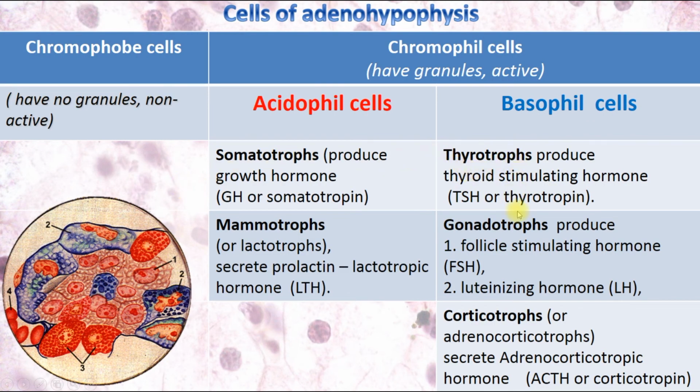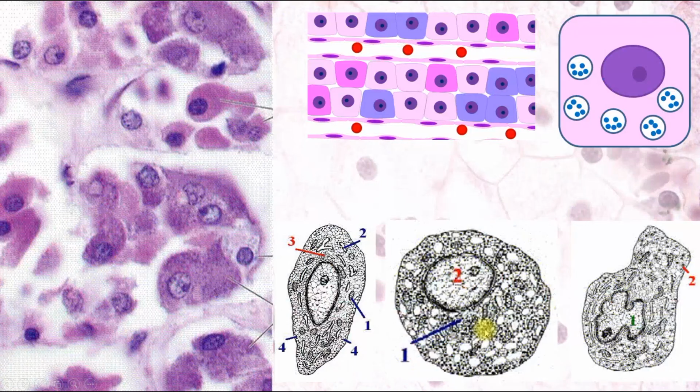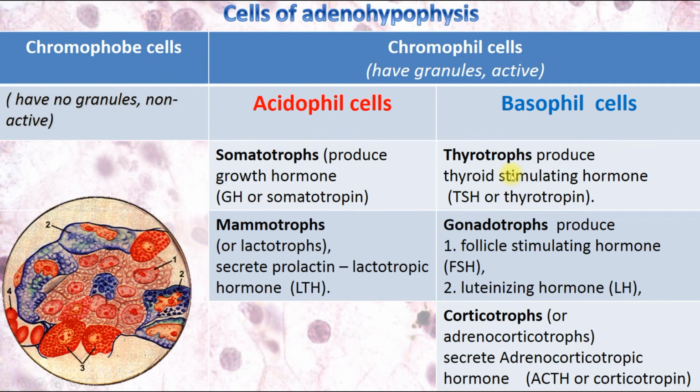Basophil cells are thyrotrophs, gonadotrophs, and corticotrophs, and here we can see basophil cells. Thyrotrophs produce thyroid-stimulating hormone, TSH, or thyrotrophin, which activates thyrocytes in the thyroid gland and activates synthesis of T3 and T4. Gonadotrophs produce FSH and LH, and their target cells are in the ovaries and in the testes. In the topics of the female and male reproductive systems, we'll discuss features of those target cells and how they interact with FSH and LH.